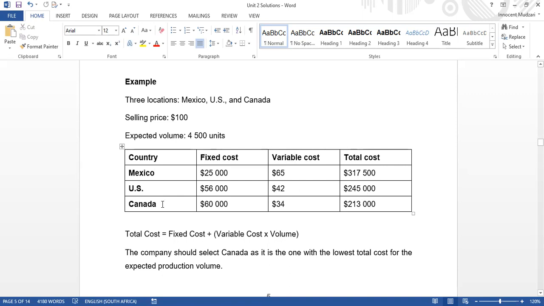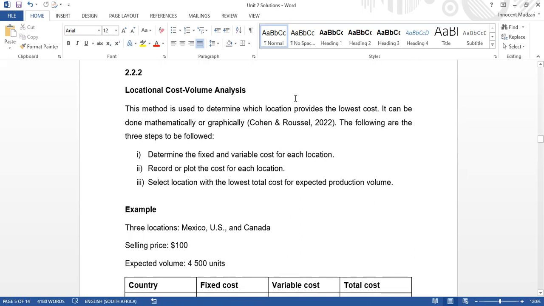And then calculating the total cost for the Canada location, we have a fixed cost of 60,000, variable cost per unit is 34, and then expected volume is 4,500, so it's $34 multiplied by 4,500 units. We get 153,000 plus 60,000. We get 213,000. This is the total cost for the Canada location.